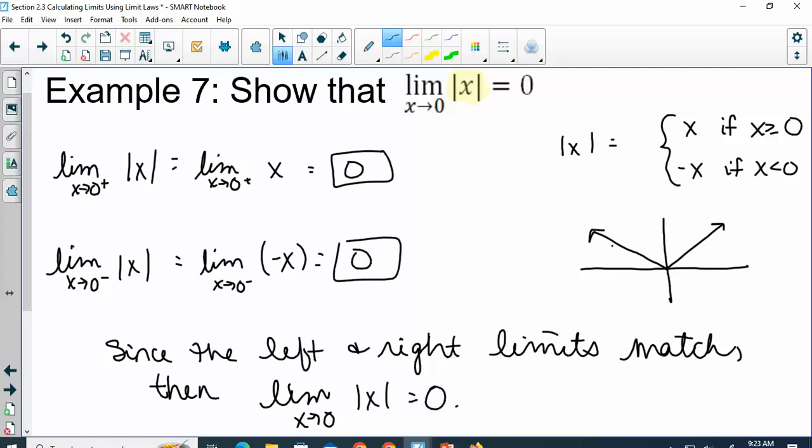Now, that probably would have been pretty easy. We could have just looked at the graph and got it, but I'm trying to show you our strategy. Anytime we're dealing with absolute values, we are actually going to break it up and do the left and right hand limits and try to compare those two.